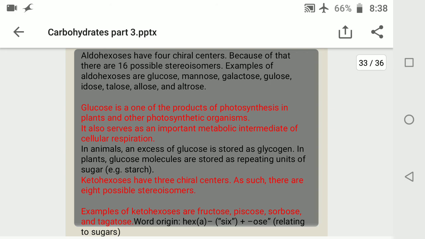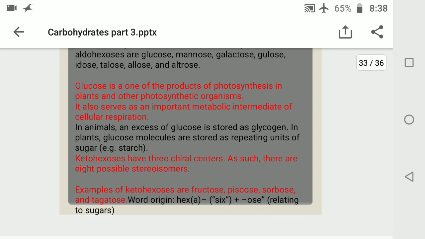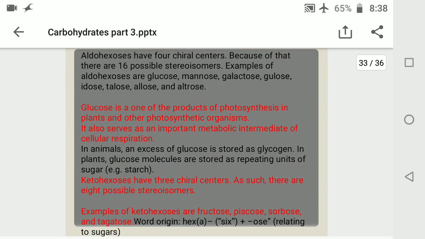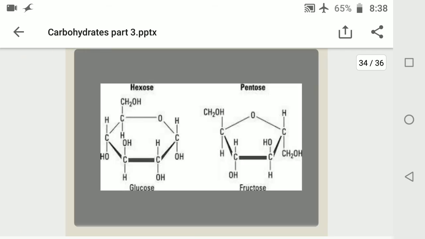Ketohexoses have three chiral centers. As such, there are 8 possible stereoisomers. Examples of ketohexoses are fructose, psicose, sorbose and tagatose. The word origin is that hexo means 6, and ose is always related to sugar. These are the hexoses and this is a pentose: 5 carbons in the pentose and 6 carbons in the hexose.